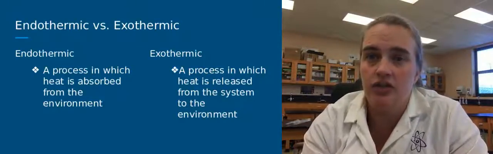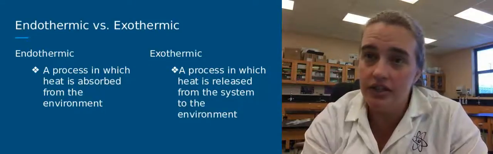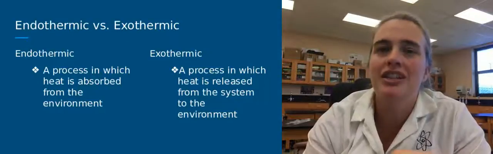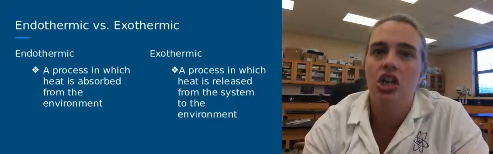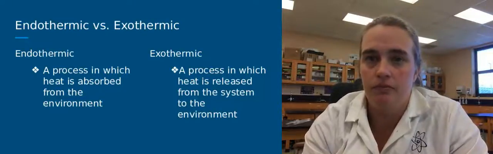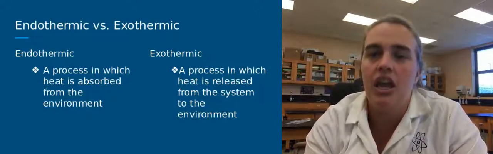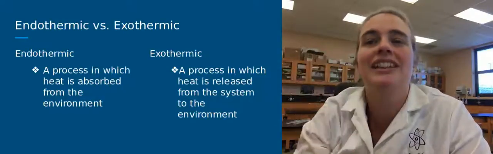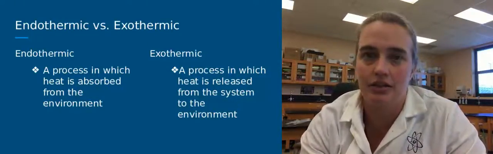Since energy is transferred, we are concerned with, okay, is that energy going out of the system or out of that object, or into that object? When something is endothermic, that is a process in which heat is absorbed from the environment. Okay, so that object is absorbing energy. Exothermic is a process in which heat is being released from the system. So it's exiting the system.